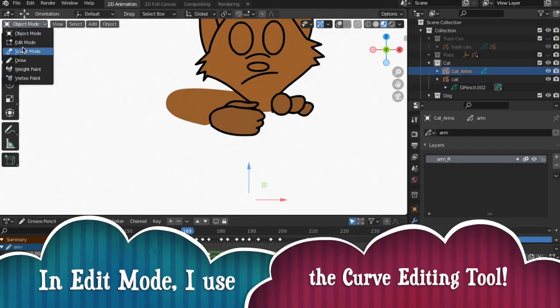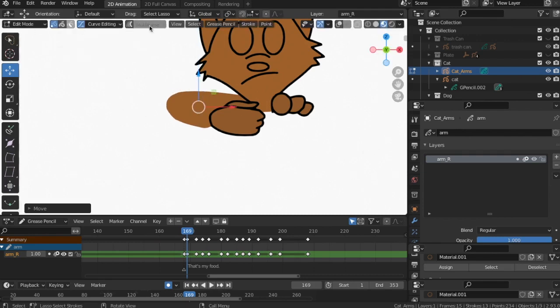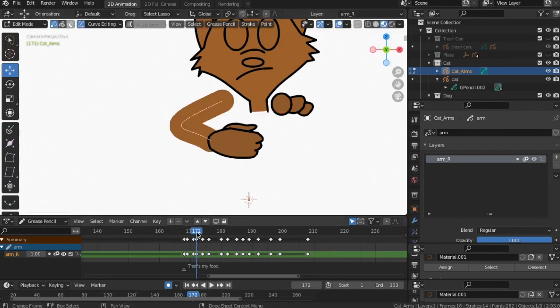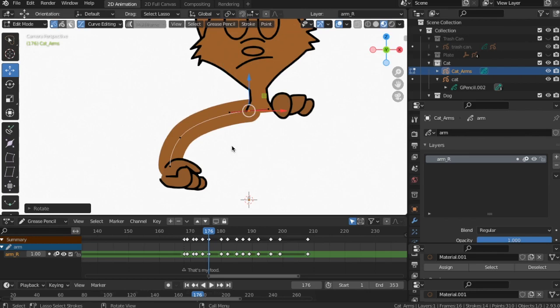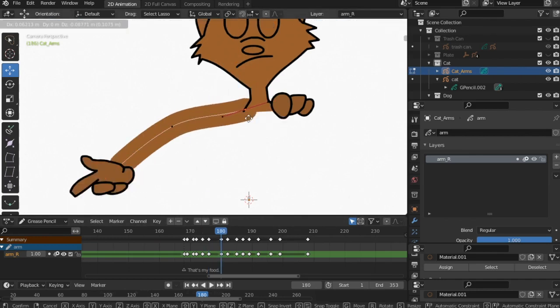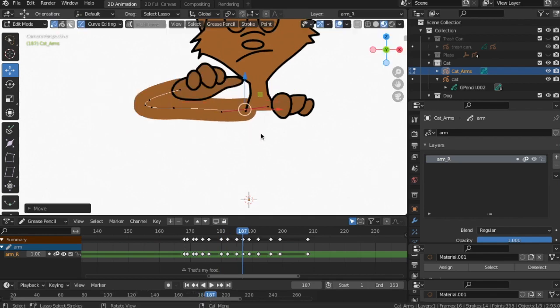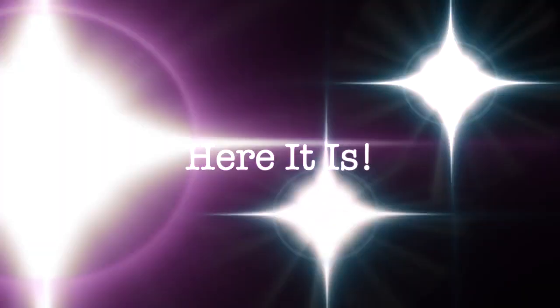In edit mode, I use the curve editing tool. Here it is.